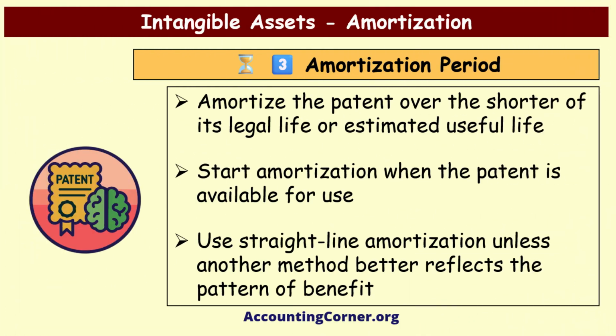Next, let's talk about the amortization period under US GAAP. Patents must be amortized over the shorter of their legal life, or estimated useful life. Amortization begins when the patent is available for use, not when it's granted or paid for. Typically, companies use the straight-line method, unless another method better matches the pattern of expected economic benefits.